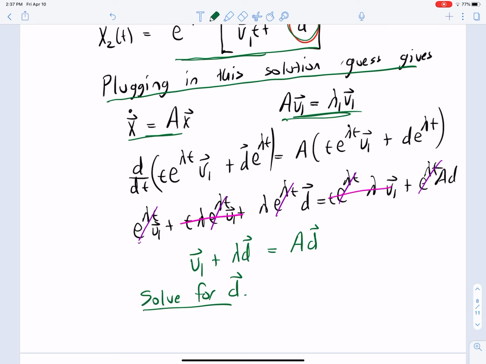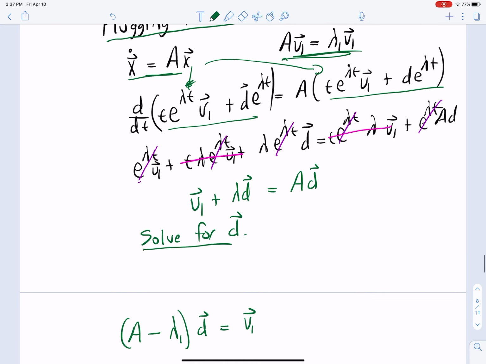So d by dt of x is over here. A x is over here, right? This is just filling in. And then we're going to do a little bit of calculus. So this is a product rule here. This is, well, that's just a derivative of an exponential times the d.